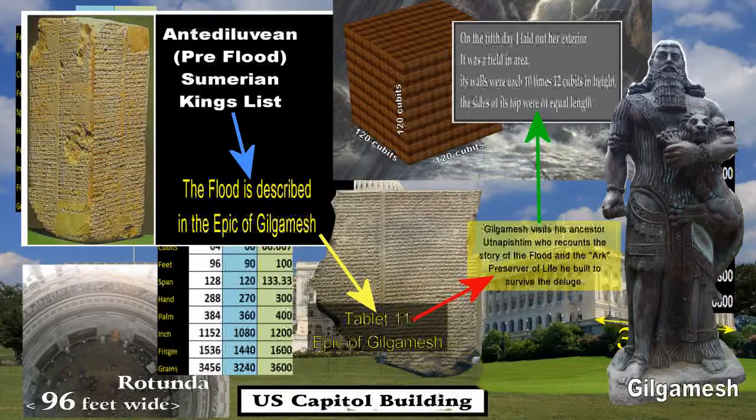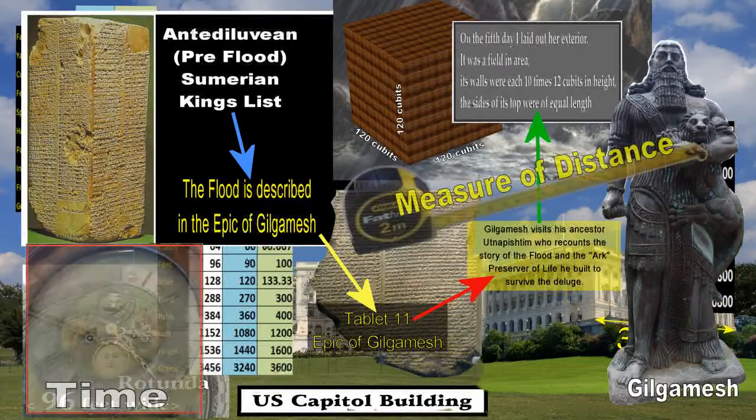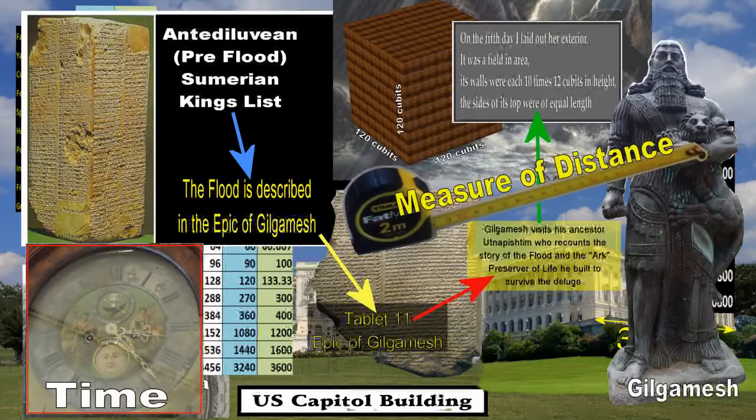But antediluvian, the pre-flood kings list. Then the flood happened. The flood is described in the Epic of Gilgamesh, tablet 11. Gilgamesh went to see his ancestor Utnapishtim, who recounts the story of the flood, who built an ark, and he describes the ark in some detail in tablet 11 from the Epic of Gilgamesh. And it's essentially describing a cube, 120 cubits wide, 120 cubits deep, 120 cubits high.